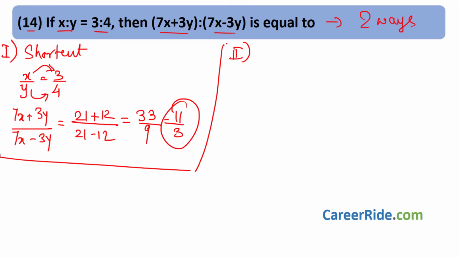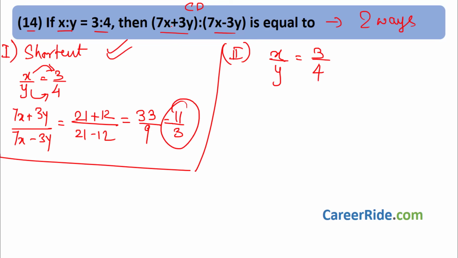Second method is actually also easy, but I would prefer to go with the shortcut method, but I will teach you the second method also. Why? Because sometimes it might be useful, or this thinking pattern is also useful. If you see over here, what do you have? x and y, and here you have x plus y and x minus y. So this is the componendo dividendo format. What do you have over here? x upon y is 3 upon 4.